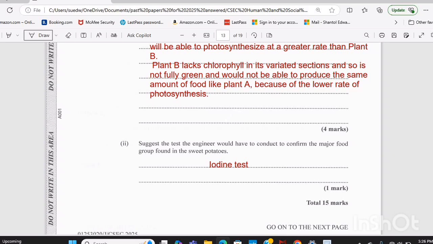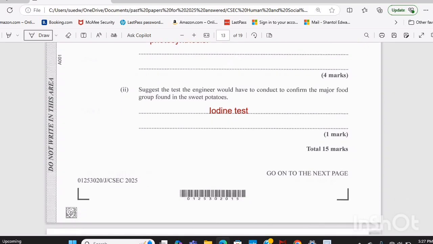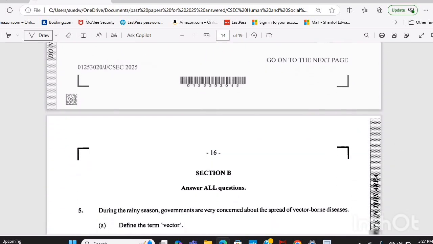Now it says the last part of this question suggests the test the engineer would have to conduct to confirm the major food group found in the sweet potatoes. The test would be the iodine test, and we know we test for starch with iodine test. And just a pop question, what color change should I see if I test something for starch with iodine and it gives me a positive test? What's the color change? Blue-black is the color change. So if you said that, you are good to go.